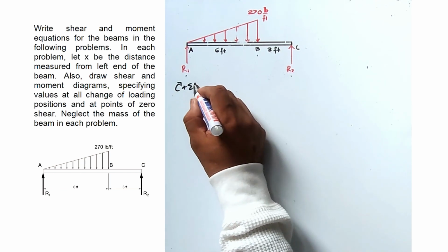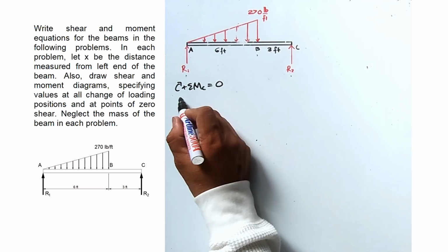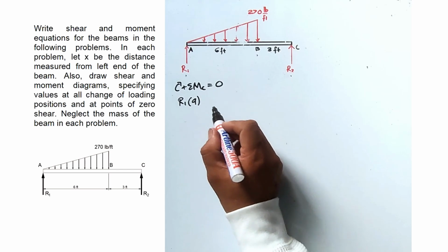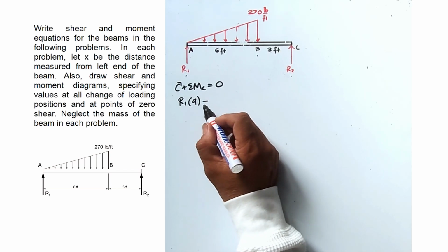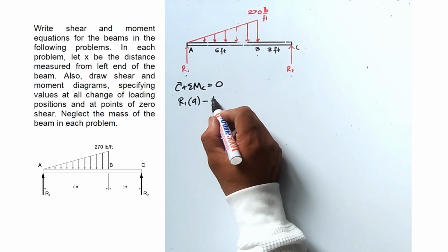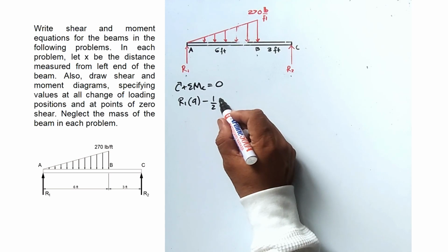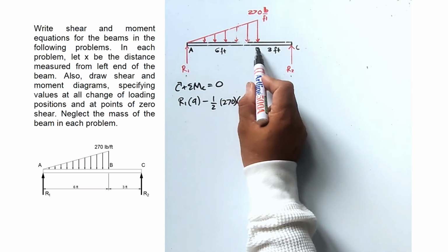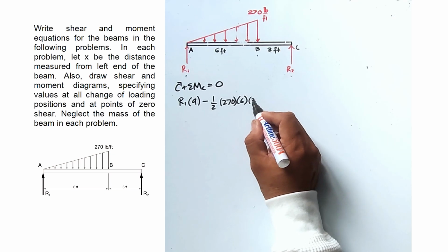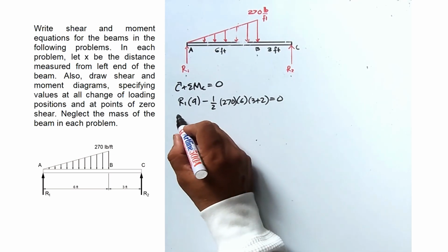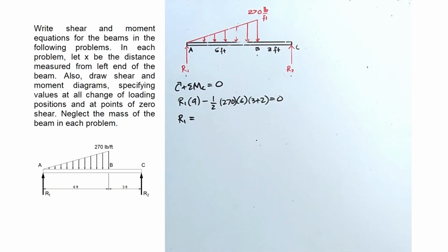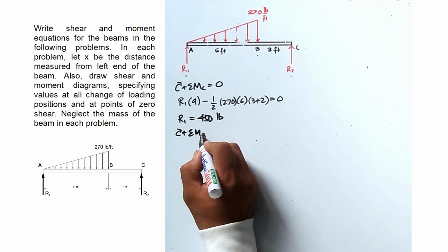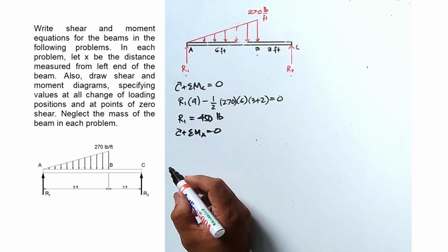Summation of moment at C equals 0. Clockwise moment is positive. That will be R1 times 9. That's a clockwise moment. Then this uniformly varying load is counterclockwise, and it's 1/2 of 270 times 6 times the moment arm, which is 3 plus 1/3 of 6. That's 3 plus 2, equals 0. R1 is equal to 450 pounds.